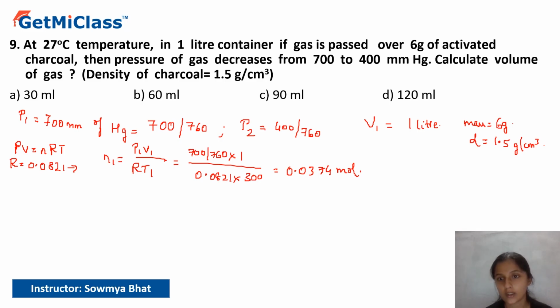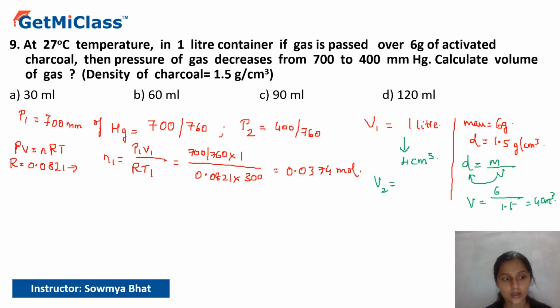Since you are provided with the mass and the density just for charcoal, you can find out its volume. We know density is equal to mass by volume. So the volume occupied is equal to mass, that's 6 over 1.5. That is going to give you 4 cm cube. So out of 1 liter, you have the initial volume as 1 liter, out of which 4 cm cube has been occupied by the charcoal. What is the remaining volume? That's 1 minus, or if you convert it into cm cube, 1000 minus 4. That is 996 cm cube, or 0.996 liter.